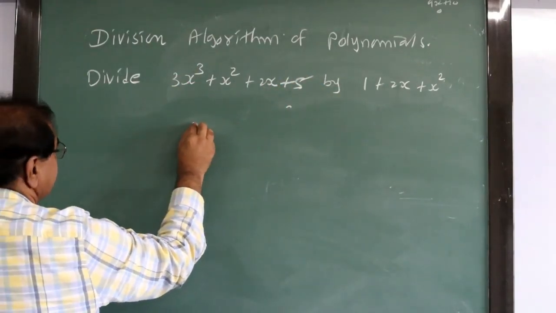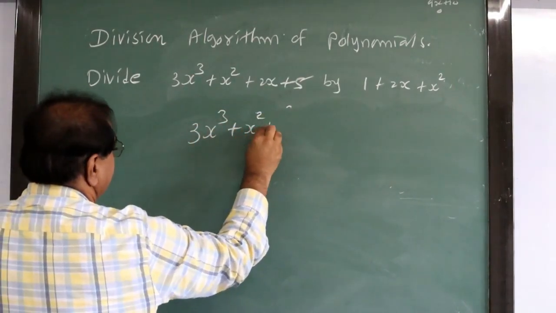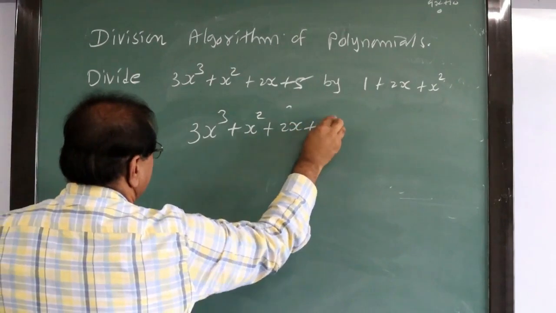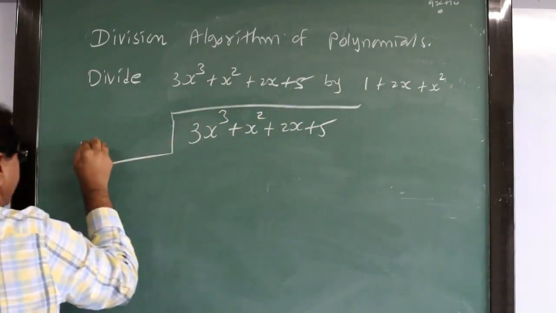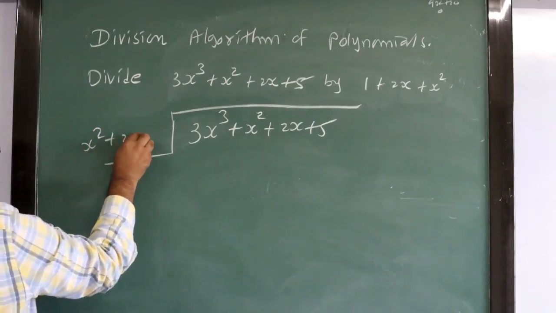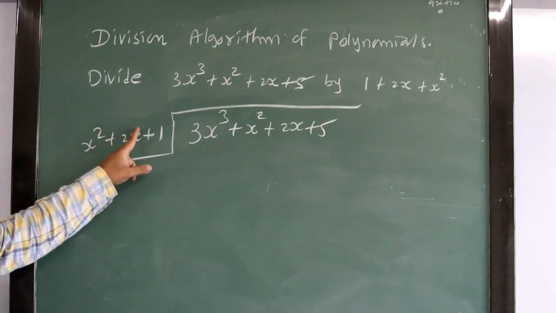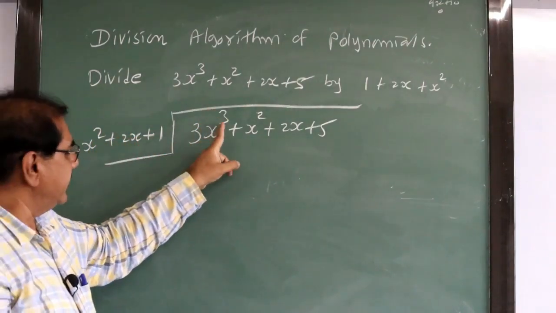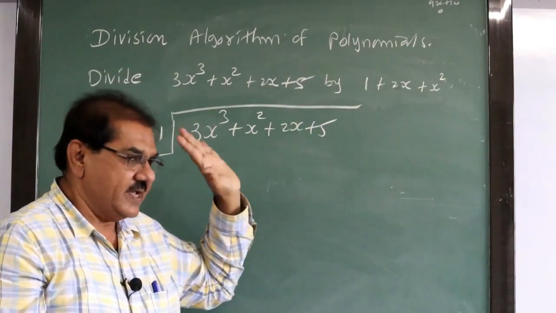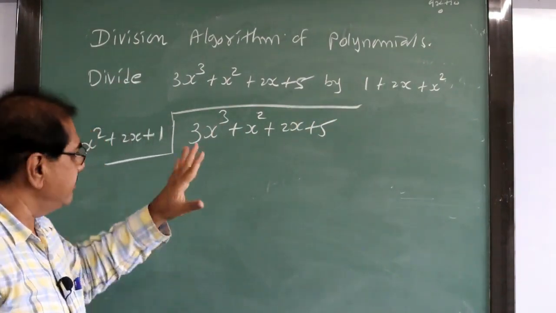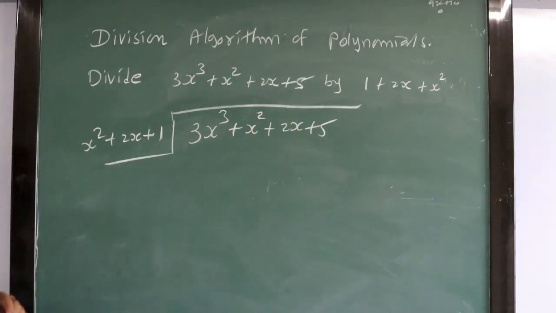So this becomes 3x cube plus x square plus 2x plus 5 divided by x square plus 2x plus 1. Check here: degree 2, degree 1, degree 0. Degree 3, degree 2, degree 1, degree 0. In this order it should be arranged first of all, and only then you start the division. So now we start the division.